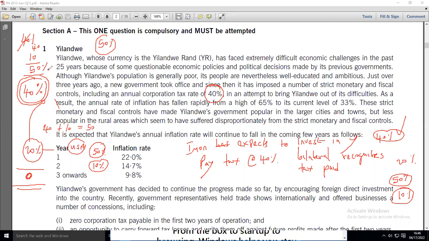Our bilateral treaty recognizes the tax already paid. Okay, thanks. You won't be charged again. Is that okay?